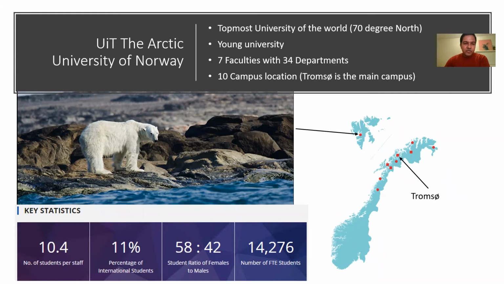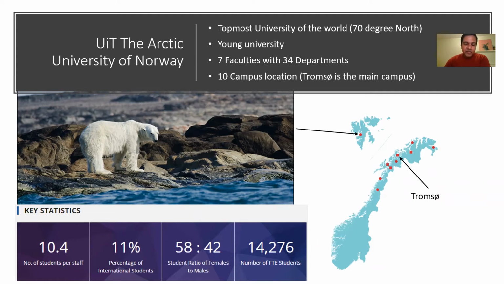There are 10 campuses of UiT. The main campus is Tromsø, and it is a young university, started in 1972. And since it is located at 70° north, it is the topmost university of the world, as all the other dots are other campuses of UiT, but the main campus is Tromsø.